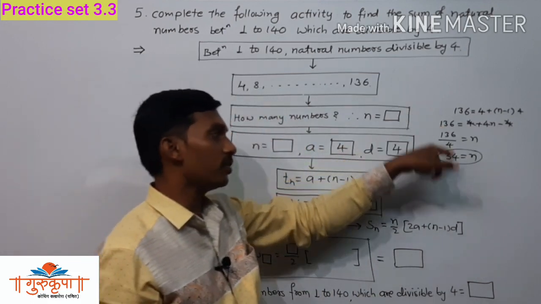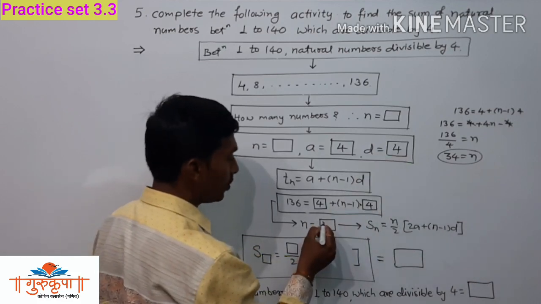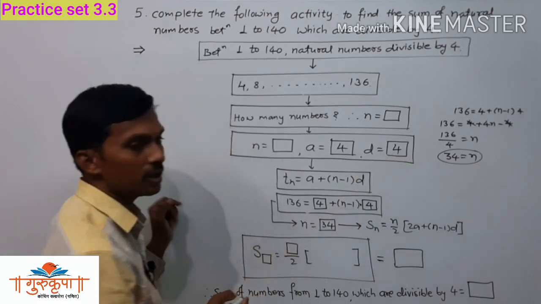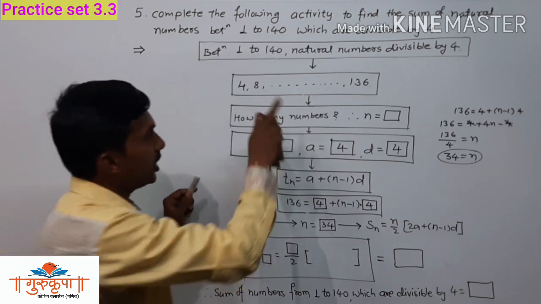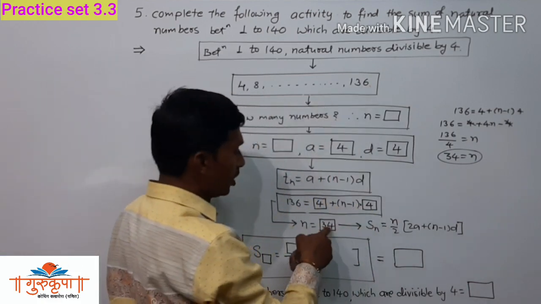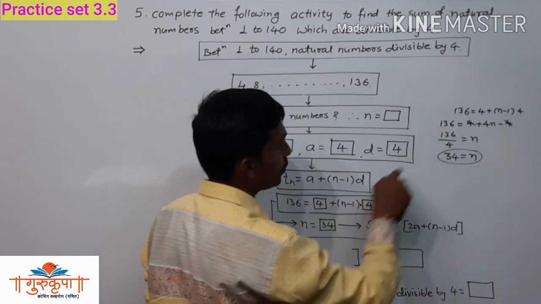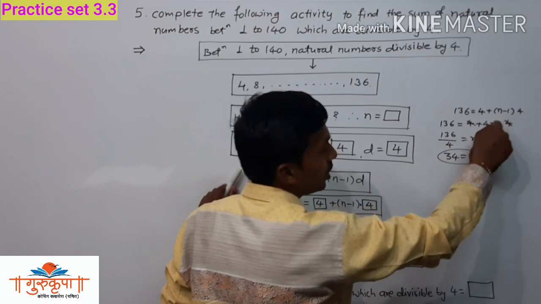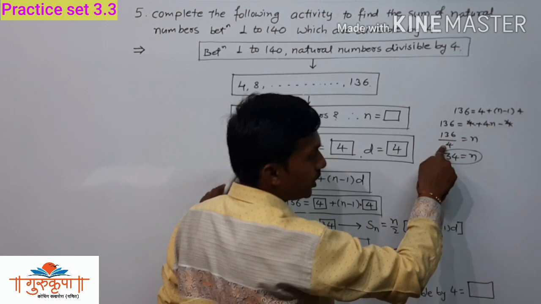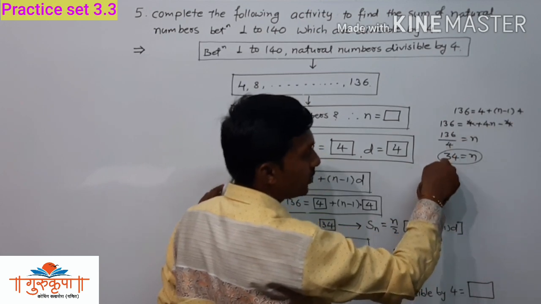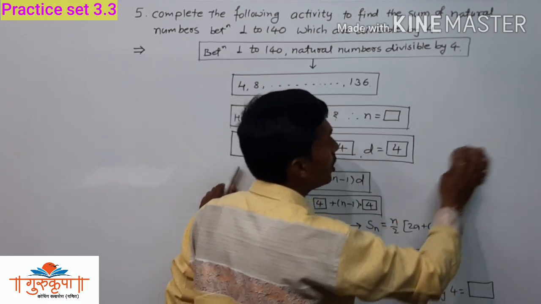We have to make the calculations on the rough page to get the value of n. So here we will get n is equal to 34. There are 34 terms in the given AP. Once again check the calculation. 136 is equal to 4 plus n minus 1 into 4. This is 4n minus 4 plus 4, minus 4 cancel. This 4 went into division, that is 136 divided by 4. 4 3s are 12, 4 4s are 16. So we have n is equal to 34.